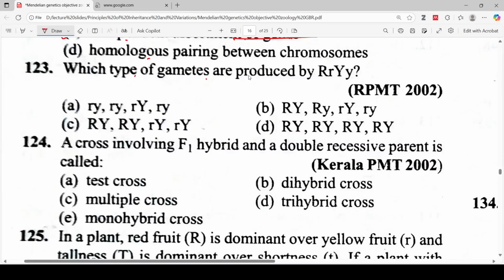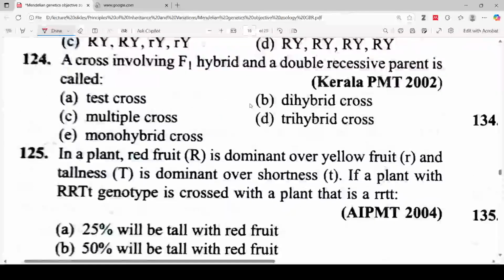Which type of gametes are produced by this genotype? So here the gametes produced will be 4 different types of combinations. So the correct answer is option B. A crossing over involving F1 hybrid and a double recessive parent is called a test cross.